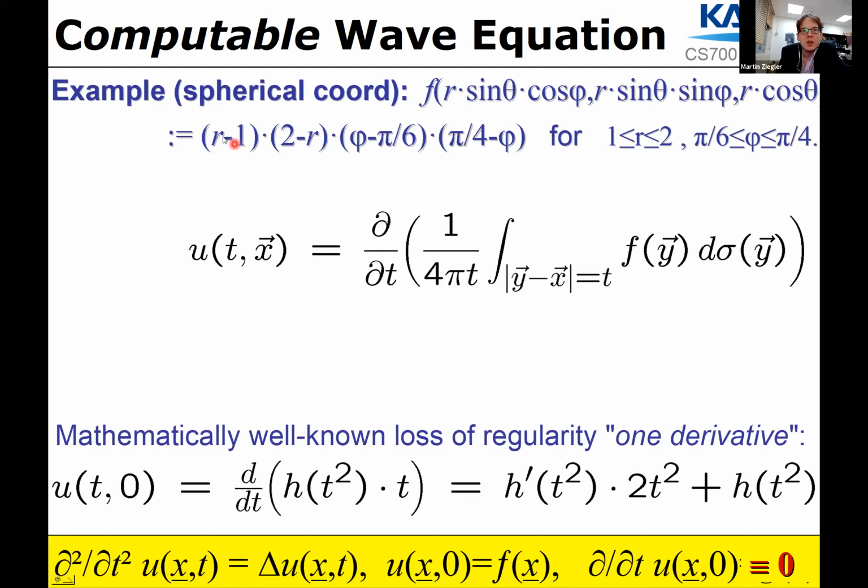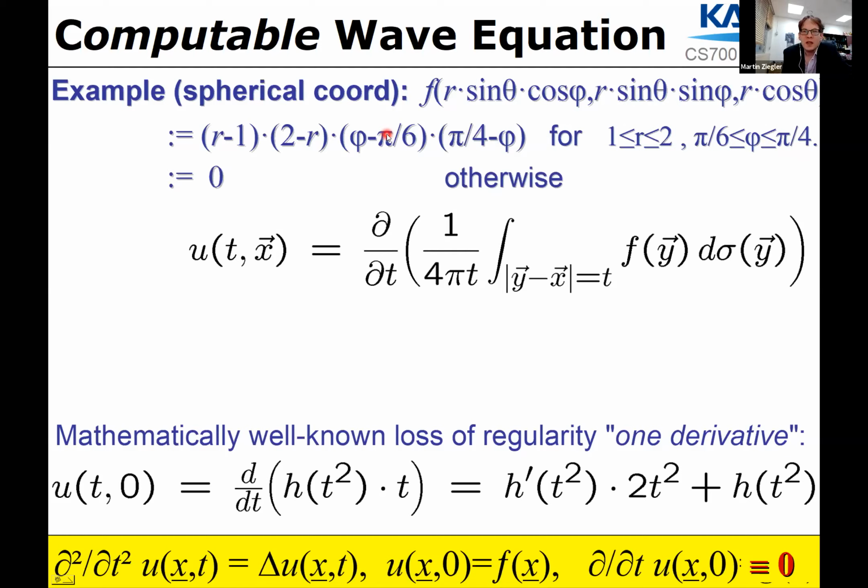Let's have a look at this initial condition. Here's the dependence on the radius. So this is in case the radius is between 1 and 2. This expression is a quadratic expression which vanishes when the radius is 1 and vanishes when the radius is 2. And between 1 and 2, it is positive. Right? And how about this? This is the angular condition, namely again a quadratic condition which vanishes at two angles, pi over 6 and pi over 4. And between pi over 6 and pi over 4, it is strictly positive.